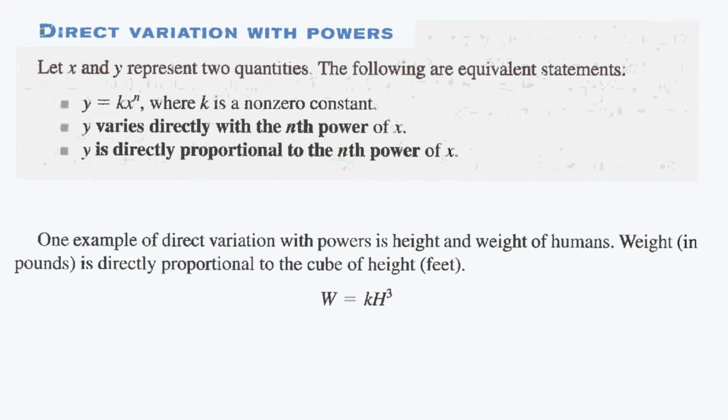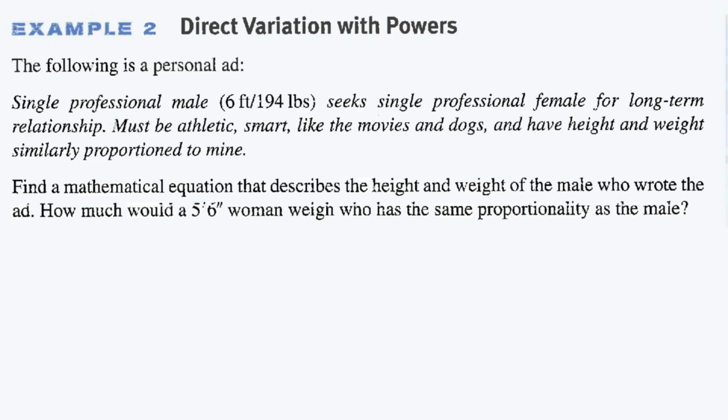Okay, so this works as well with powers. So you can have direct proportionality with a power in your variable. So in this case, weight in humans in pounds is directly proportional to the cube of height. Right? So there's height cubed. So we're going to use this here. Weight is directly proportional to the cube of height.